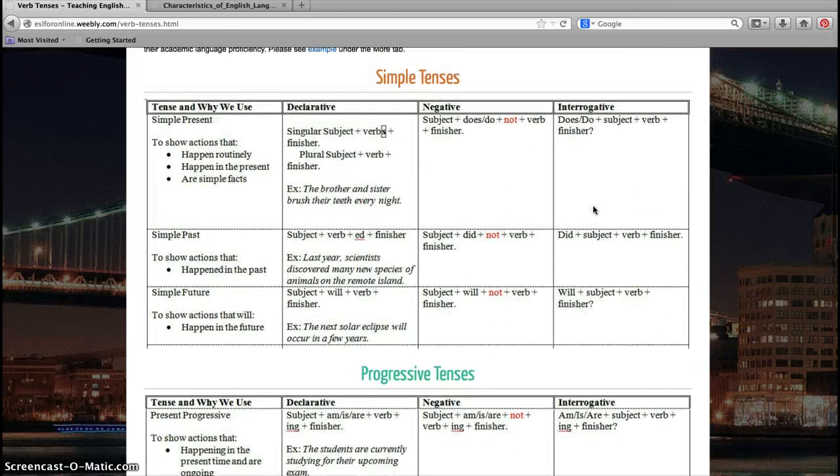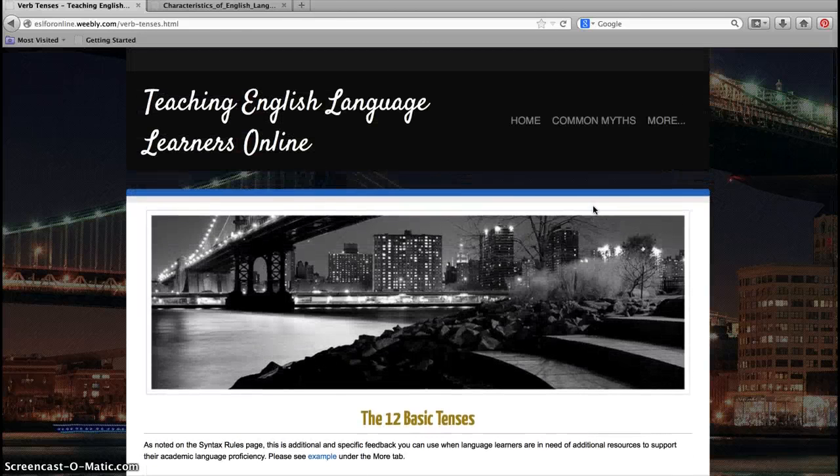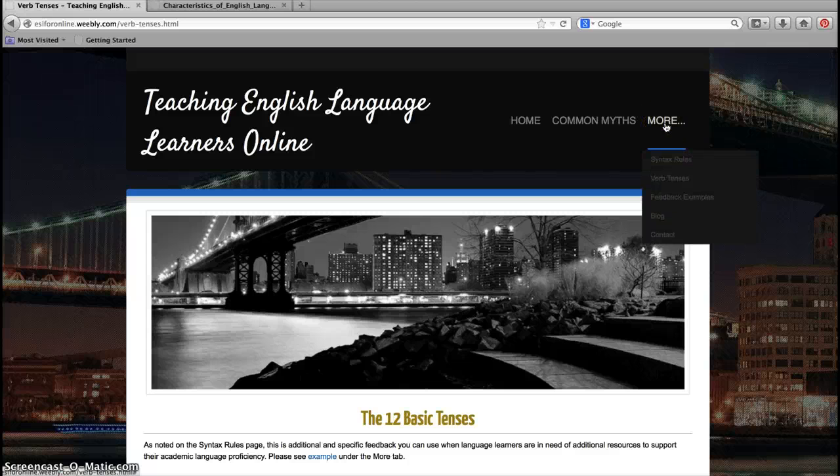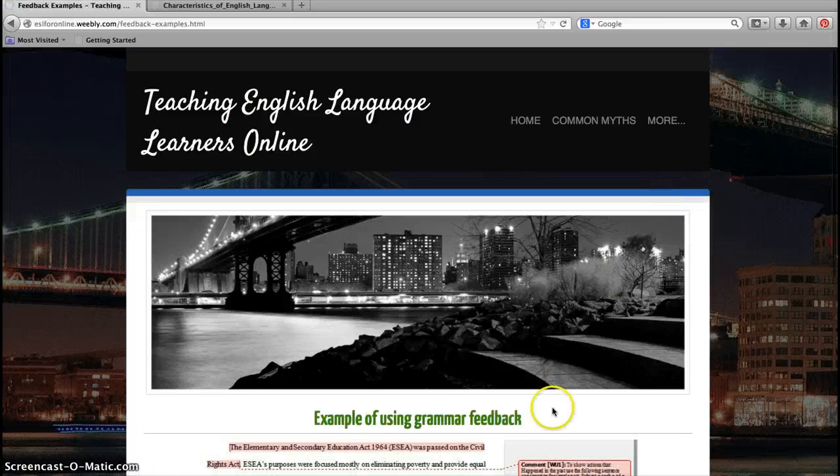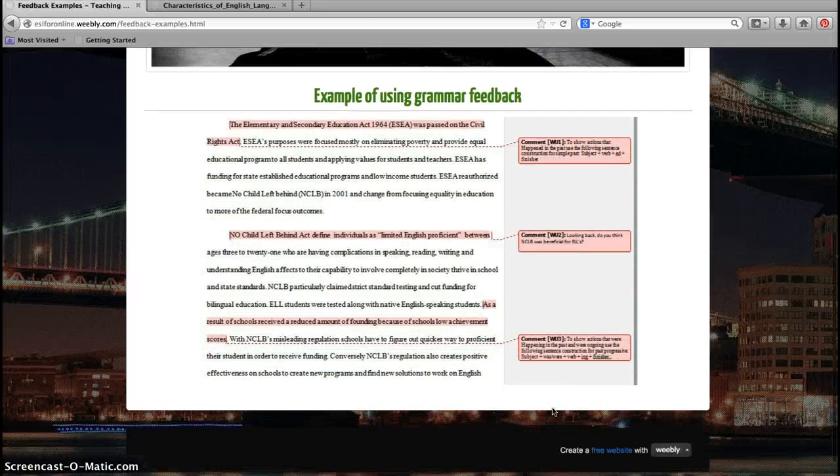So how would this all look in feedback? Let me give you an example of that. If you go back up to More and click on Feedback Examples, you'll notice I've taken an excerpt of some student writing, and you'll notice that this particular sentence was not written in the proper grammatical format. So what I've done over here is explain to my students how to show actions that happened in the past, and I included a formula from the verb tense chart that would help them do this. And I'm showing that they have to add ed.